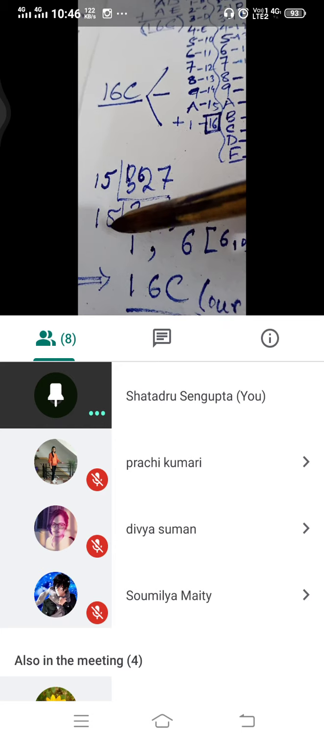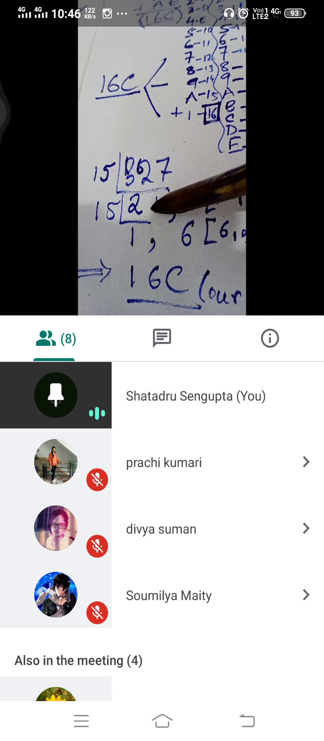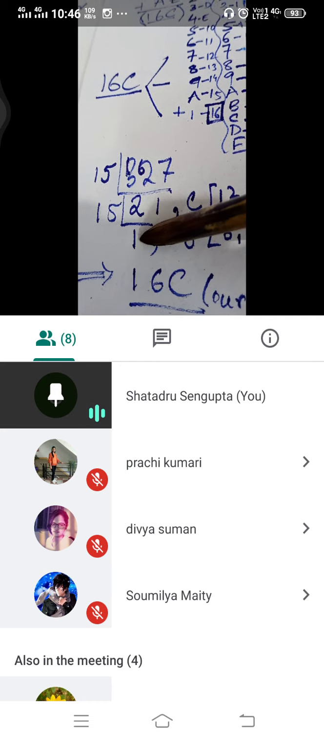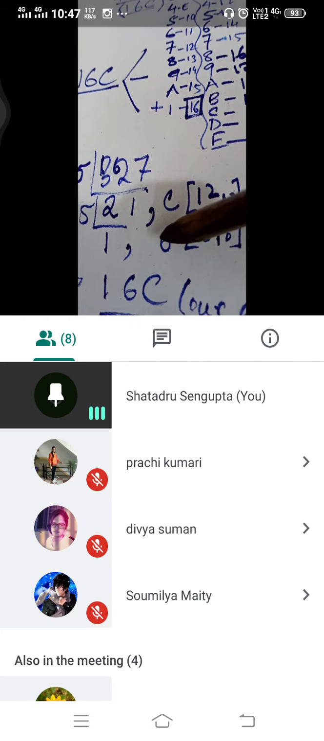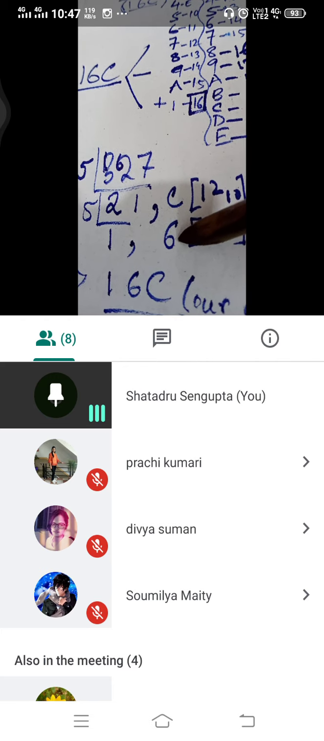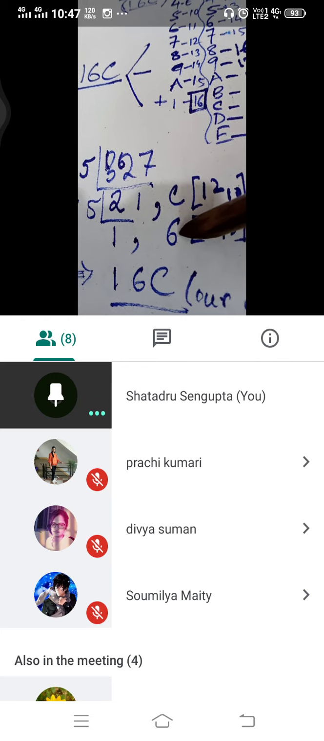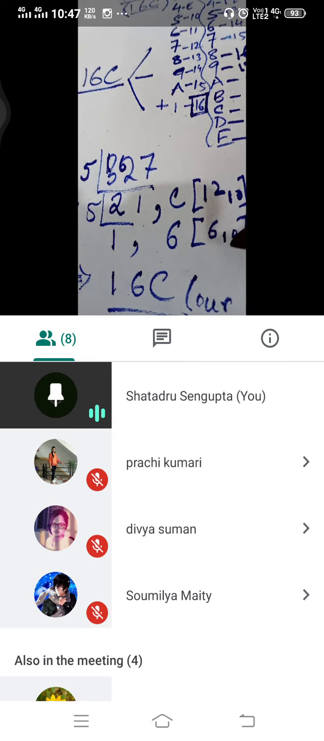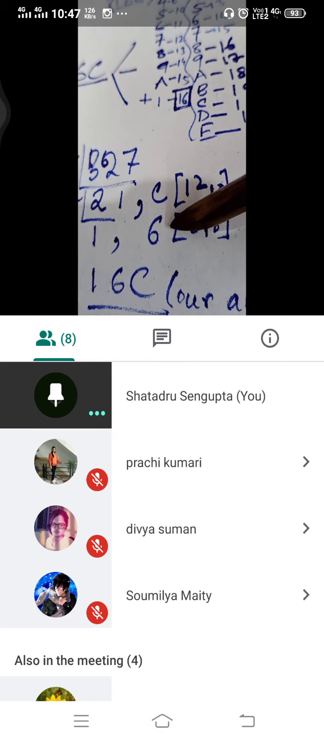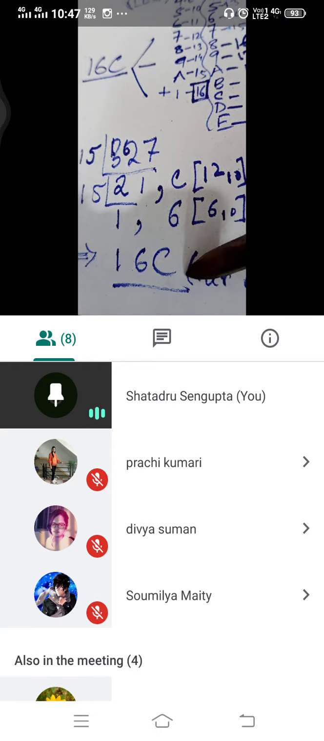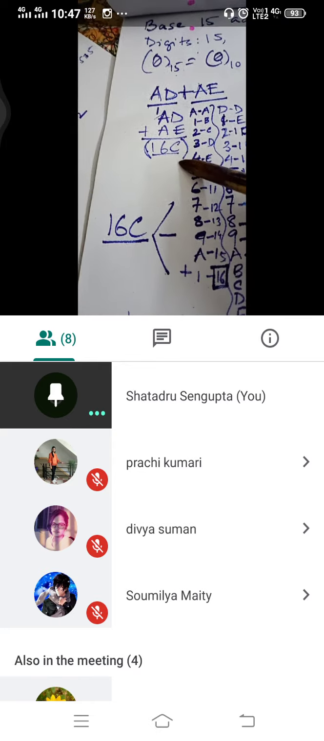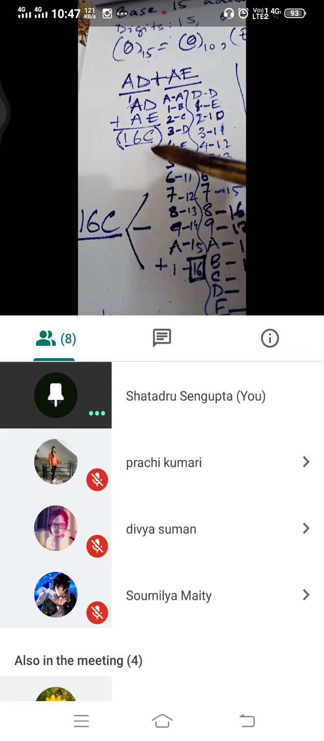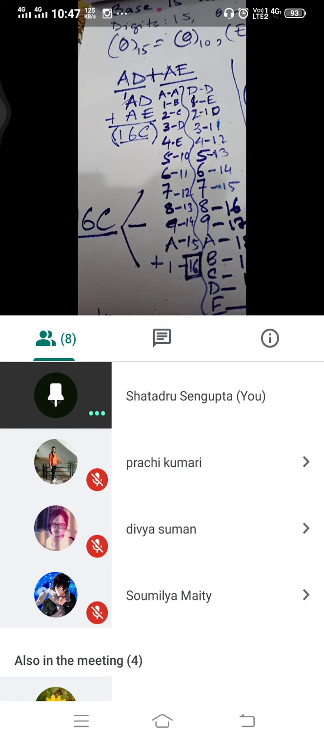Again, we divide 21 by 15, which gives us 1, and the remainder is 6. Because of the number system, 6 is 6 in pentadecimal as well as decimal. So we have 16C. So that is what we had, 16C.